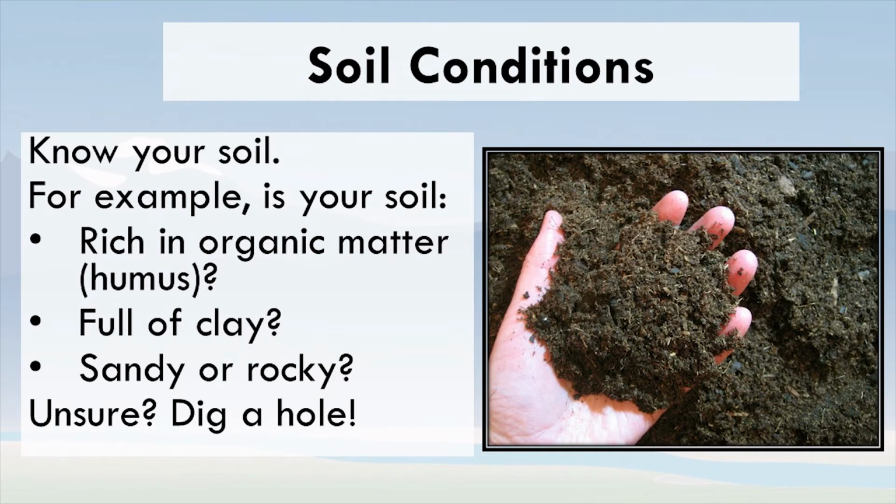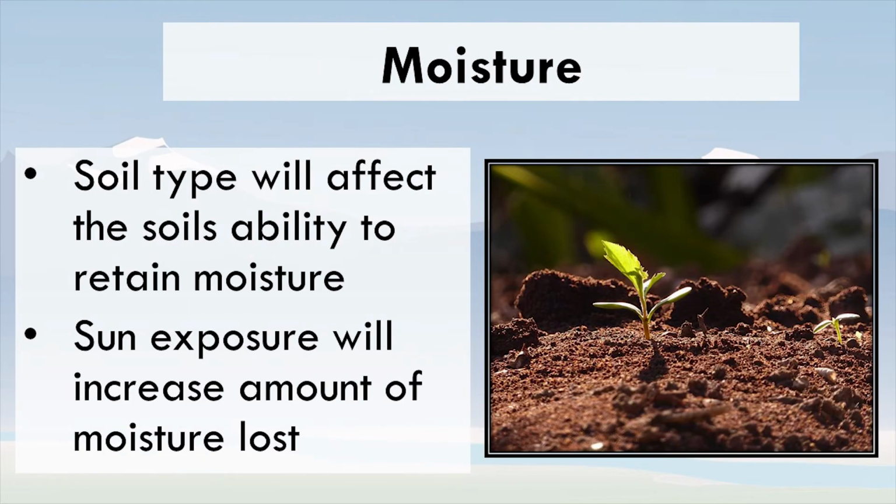Next, you need to look at the ground. You should get to know your soil conditions. Figure out if it's, for example, rich in organic matter, full of clay, sandy or rocky. If you're unsure, just dig a hole. The soil type will affect the soil's ability to retain moisture. Exposure to the sun will increase the amount of moisture that's lost.